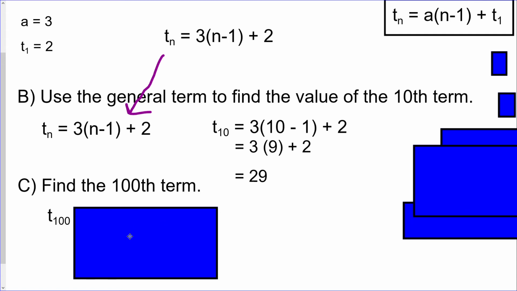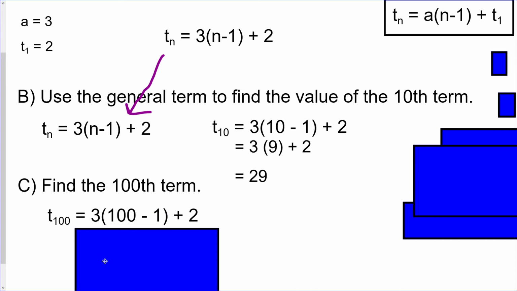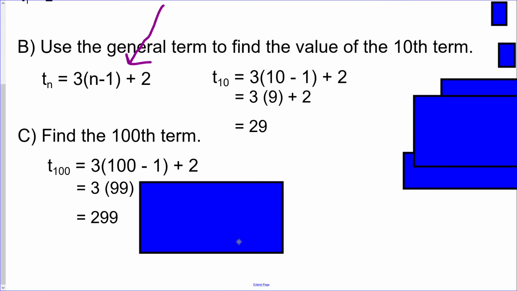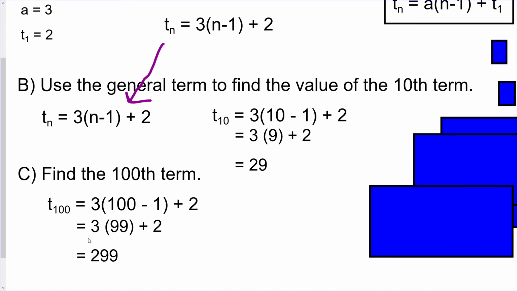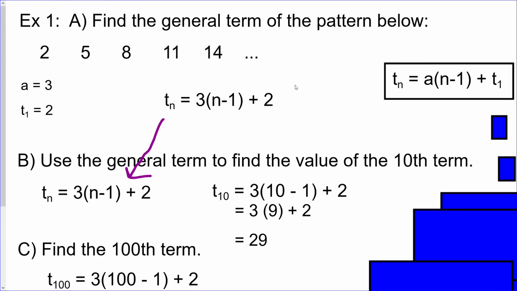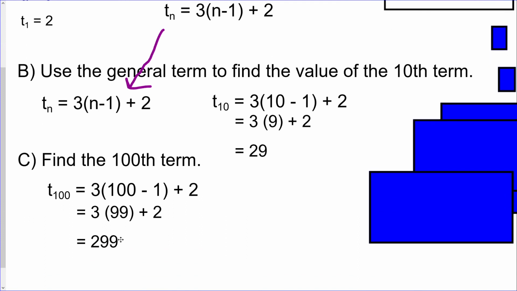So to find the 100th term, we do the same thing as before, except instead of a 10 in that n spot right here in our equation, we put the number 100. Okay? And then you just use order of operations again. So 100 minus 1 first, then 3 times that, and then add 2. So you're left with 299. So if you were to write out 100 terms of this pattern up here, the 100th number in that series would be 299.